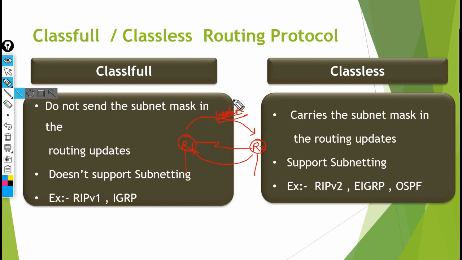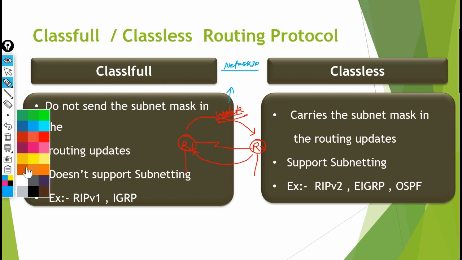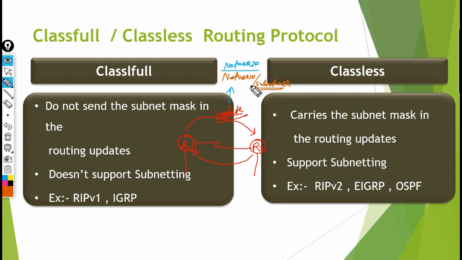That's very important. Some routing protocols will just carry the network ID. In some other routing protocols, they will carry the network ID along with the subnet mask. When they carry just the network ID, they are considered classful. When they carry the network ID and subnet mask both, they are considered classless. Read this, very simple.